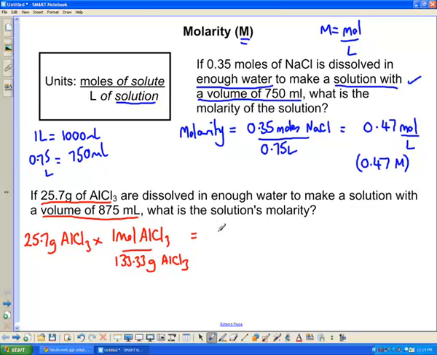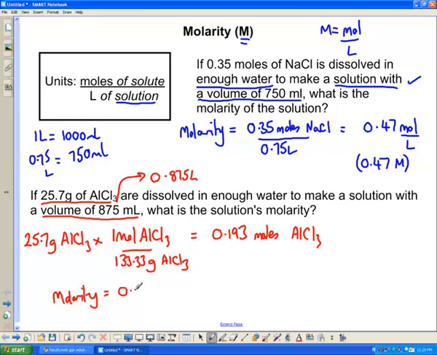Alright, so then when we divide these, we get 0.193 moles of aluminium chloride. Notice this is not our final answer though, because we haven't taken into account the volume. And just as we did in the last question, we can convert that volume into litres very easily. If 750 mL was 0.75 litres, then 875 mL is 0.875 litres. So therefore, to figure out the molarity, it's not, as you can see, a huge challenge.